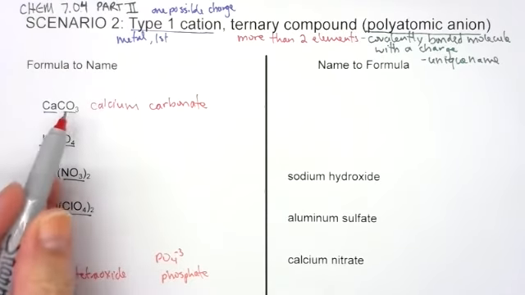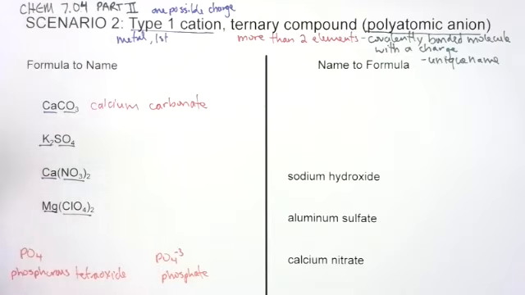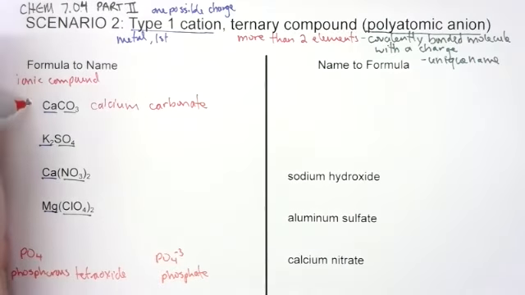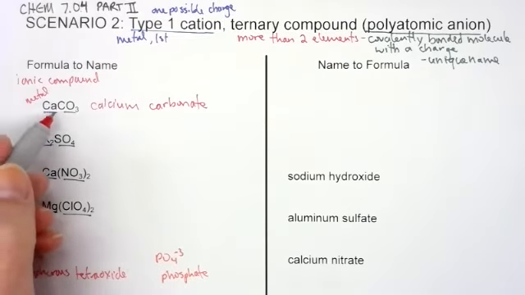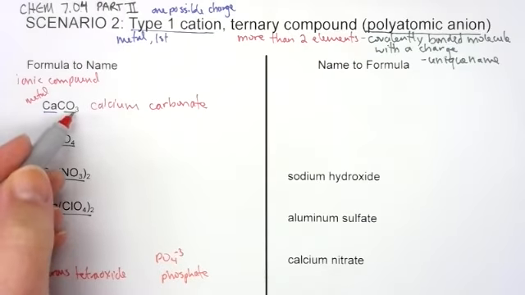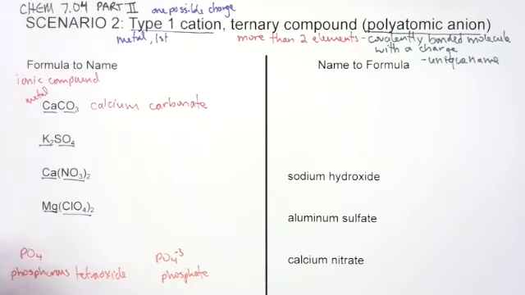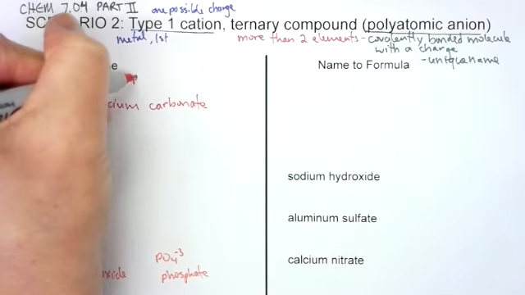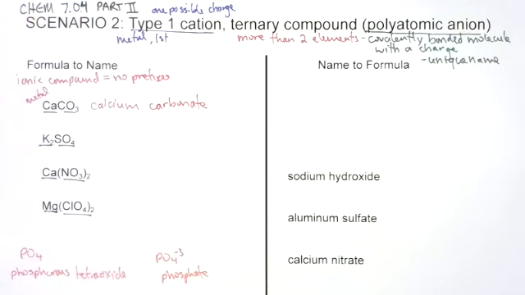So how did I know this was an ionic compound? Let's go back and review this too. How do I know this is an ionic compound and not a covalent or molecular? Because I have metals: calcium, potassium, calcium, magnesium, these are all metals. And these are main groups, they only ever form one charge, so they're type 1. So that's why this isn't calcium carbon trioxide. You don't use the covalent prefixes. There are no prefixes with ionic compounds.